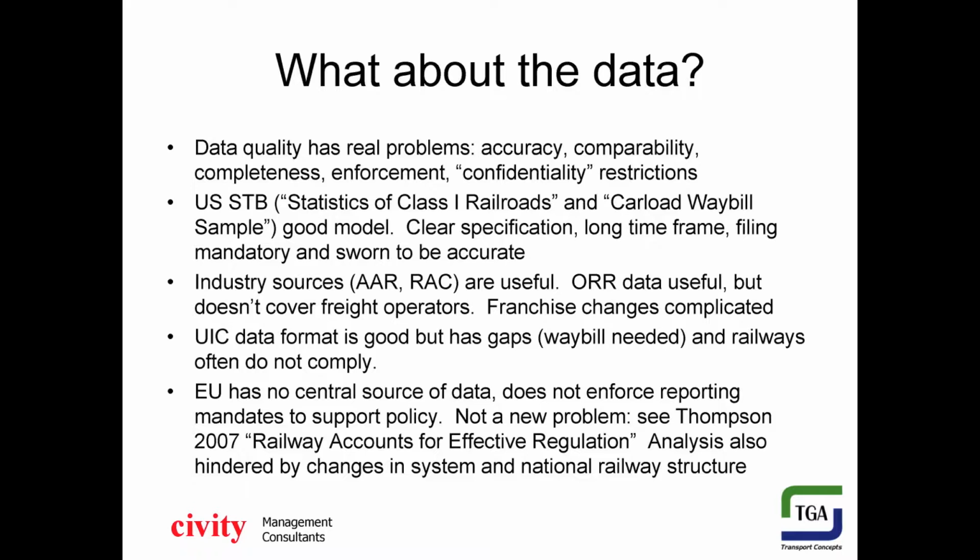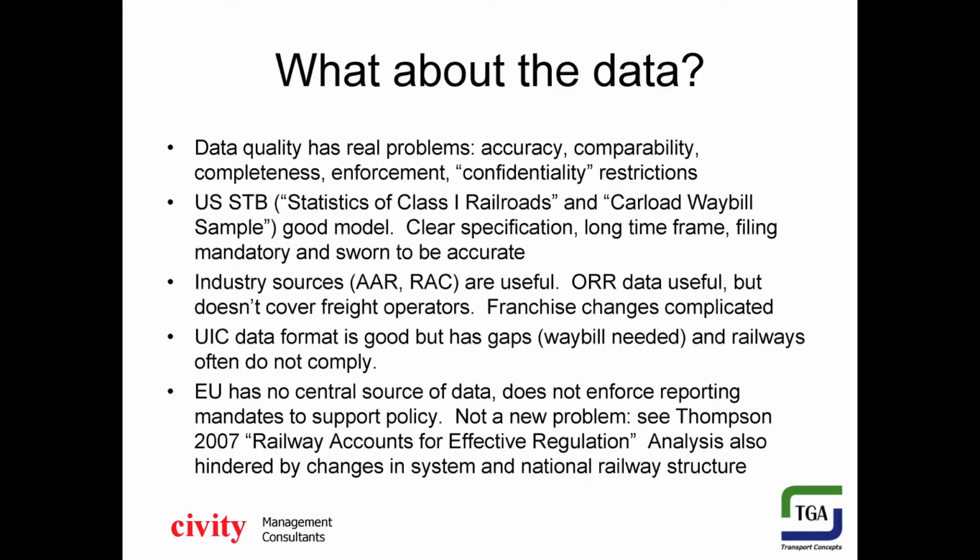This series of information, the statistics of Class 1 railroads, has been published in the same format with the same definitions since about 1915 or 1916, every year. And the railways must file it, and the filer must swear under oath that the data are accurate. So they have to be complete and they have to be accurate within the limits of the definitions, etc.